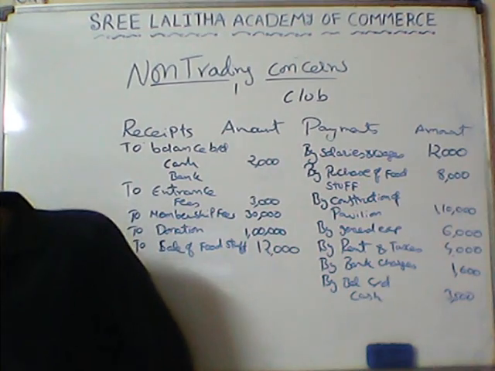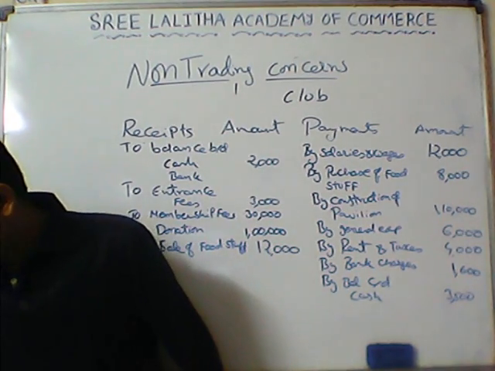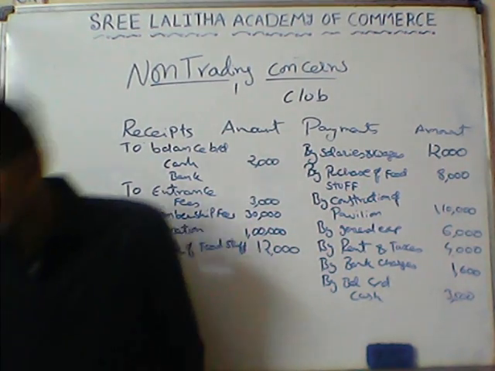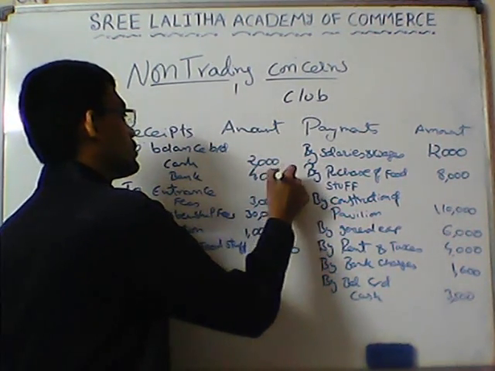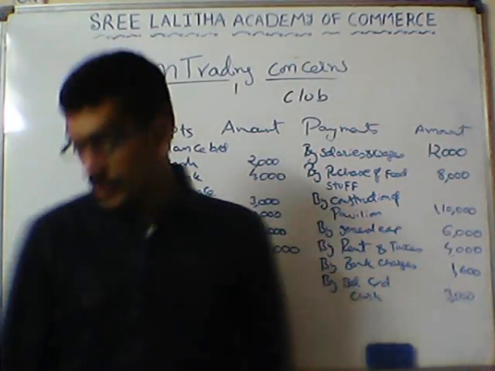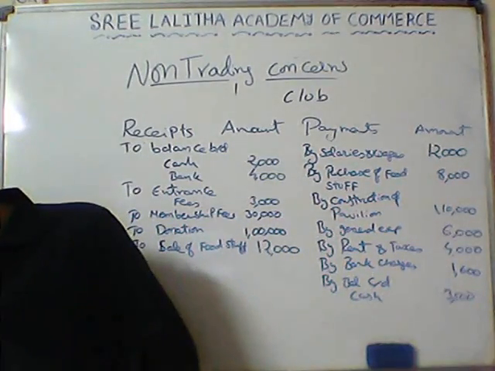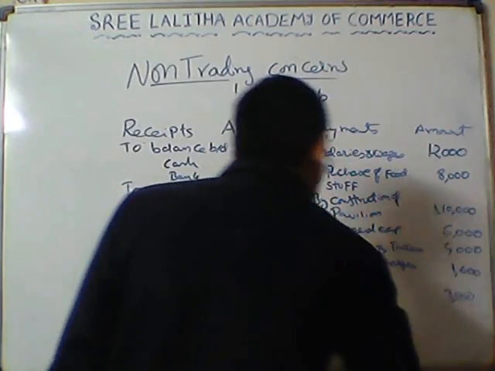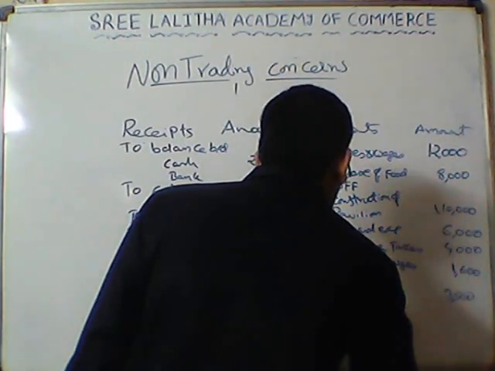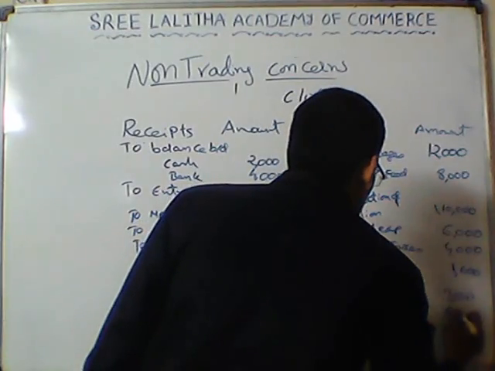Next, cash in bank on 1st January. This is nothing but opening balance which is amounting to 4,000. So bank 4,000 is the balance. Now closing balance 5,900. So 5,900 is the closing balance of bank.